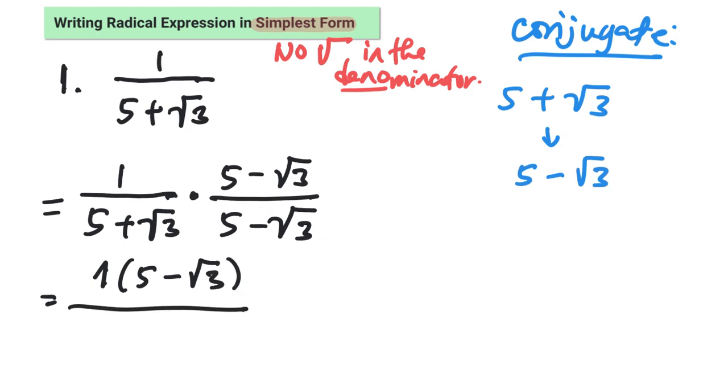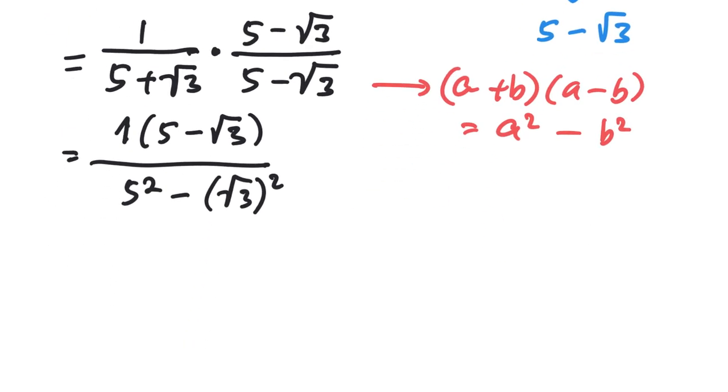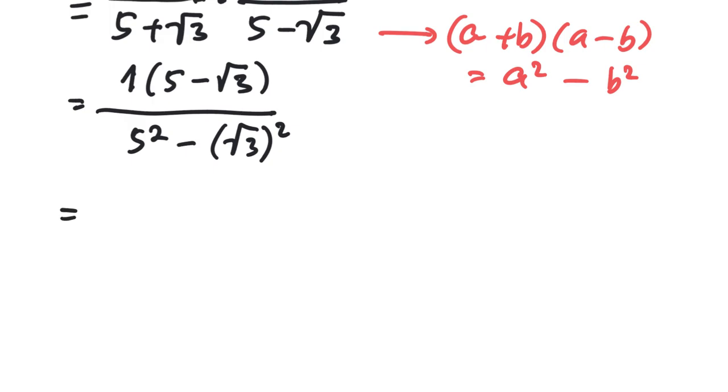Then in here, if you're going to notice the denominator side, this is actually the special binomials a plus b and a minus b, and the product of that will just give you a squared minus b squared. So they are on the same form. So what I'm going to do with this is just going to say 5 squared minus root 3 squared. Okay, so let's continue down. So if I'm going to do this one, it's going to give you 5 minus root 3.